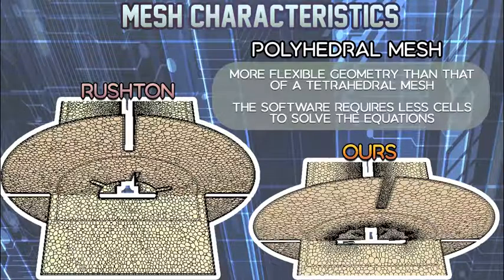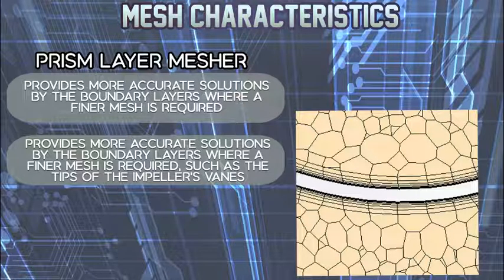After the geometry was imported into the STAR-CCM+ software, a polyhedral mesh was used for both geometries. This polyhedral mesh has the advantage that it has a much more flexible geometry than the tetrahedral mesh, and therefore the software requires fewer cells to solve the equations. The polyhedral mesh was complemented with a prism layer mesher, which provides more accurate solutions around the boundary layers, which is where a finer mesh is required.